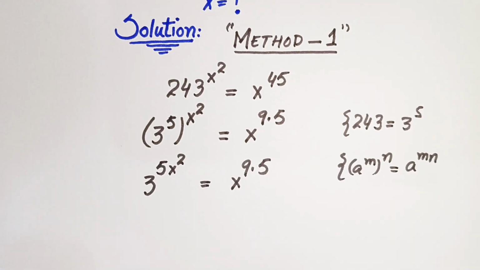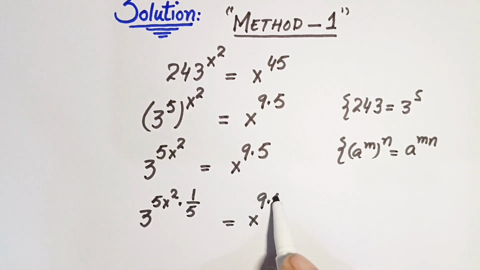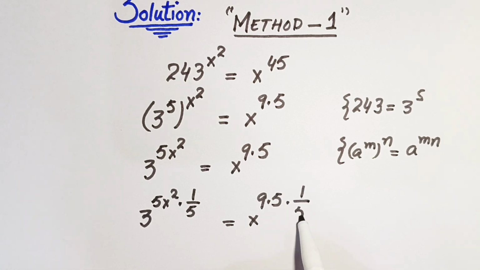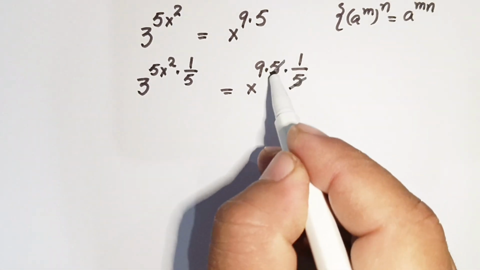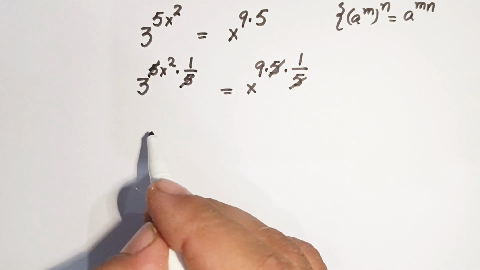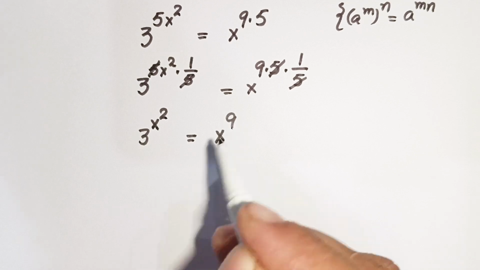Now here if we just multiply 1 over 5 as a power on both hand sides, we have 3 to the power 5 x squared times 1 over 5. Similarly, x to the power 9 times 5 times 1 over 5. So we have just multiplied 1 over 5 in powers on both hand sides. Then here this 5 can be cancelled with 5. So we have 3 to the power x squared is equal to x to the power 9.